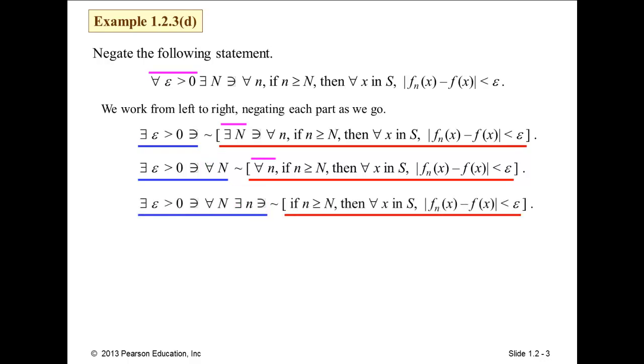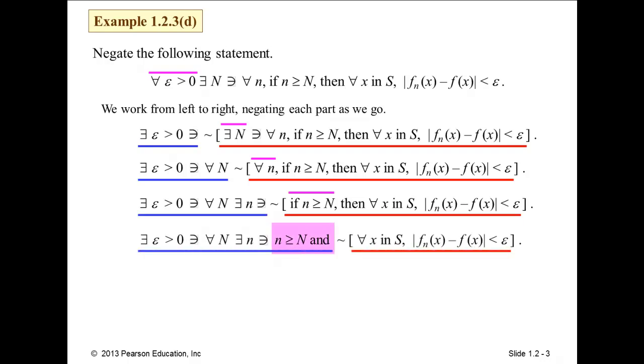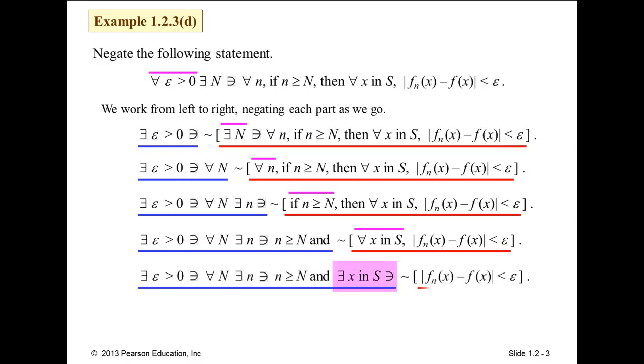Notice how I use purple highlighting to show the part that is being negated. The blue underlining shows what I've completed, and the red underlining shows what is left to negate.